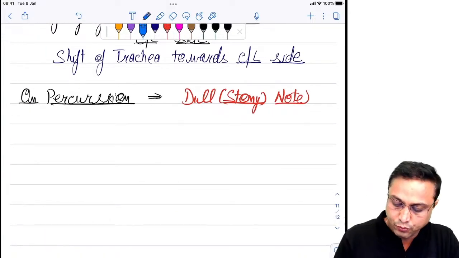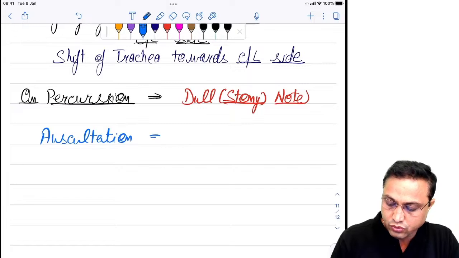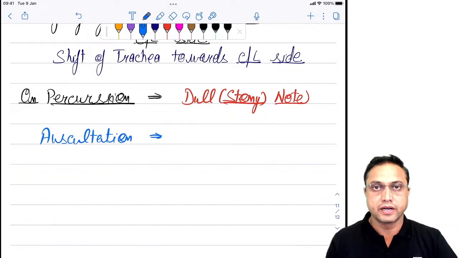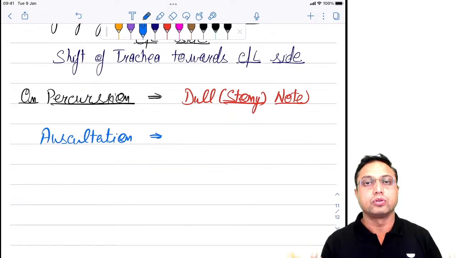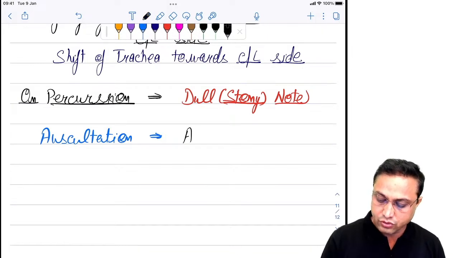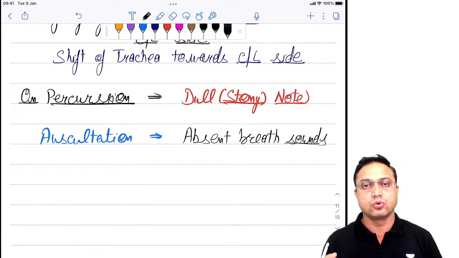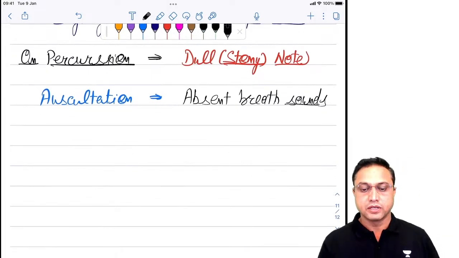Okay. When you put the stethoscope on for auscultation, what are you going to find? You know that when air flows in the airways, it produces normal vesicular breath sounds, right? But if the lung is totally collapsed, where is the airway? The airway is also collapsed. So is there any sound? No, there is no sound. So in that region you are going to find absent breath sounds. Why? Because the lung has collapsed. The air is not able to go into the lung because the airways have totally collapsed because of the compression effect. That's why you are going to have absent breath sounds. Got my point?